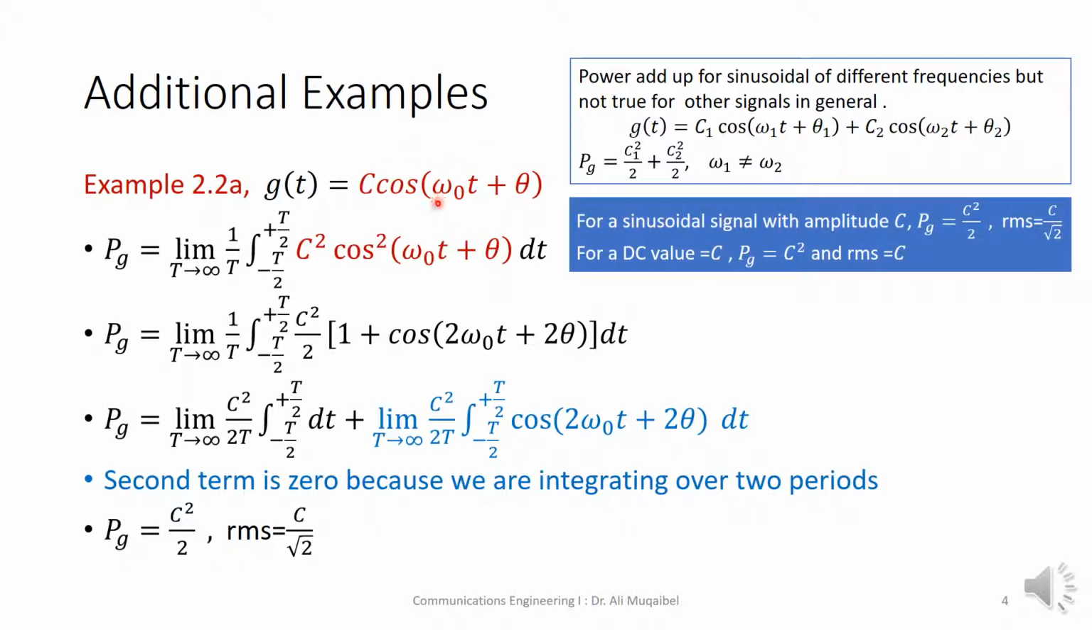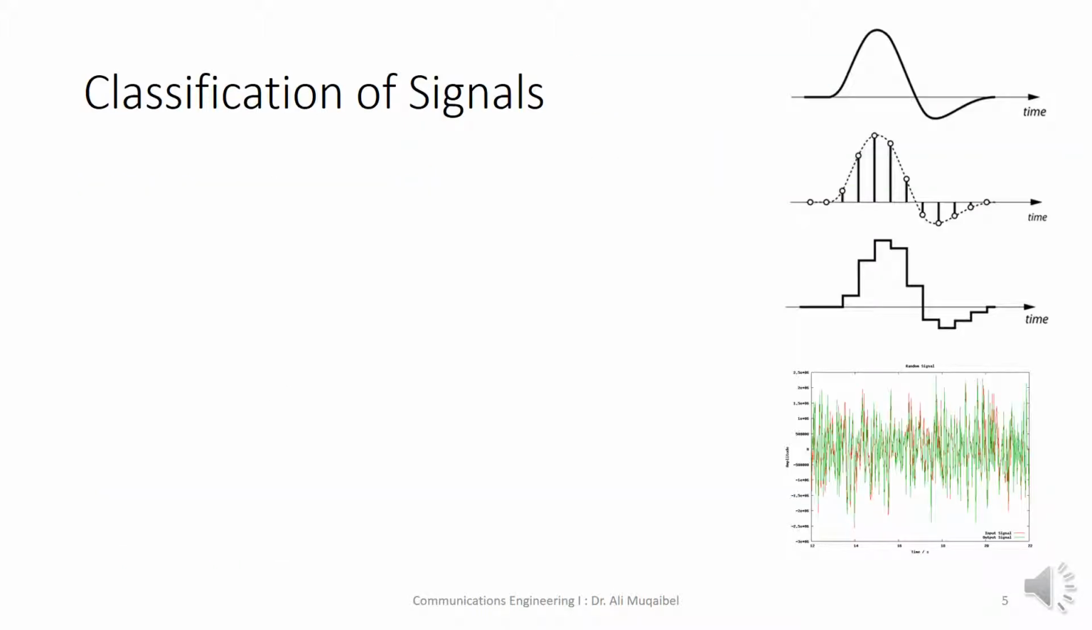Other important signals: we considered the sinusoidal here. If you have a DC, a constant value, then its power, if you apply the same rules, you get c squared, and the RMS value will be just c. I'm putting this in a box because these are 2 important repeated functions, sinusoids and a DC, a constant value. We don't have every time to apply the formula. Now, having found the energy and power, we can look at different classifications of signals.